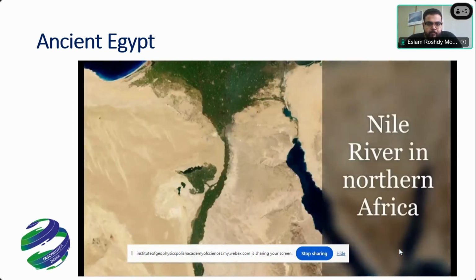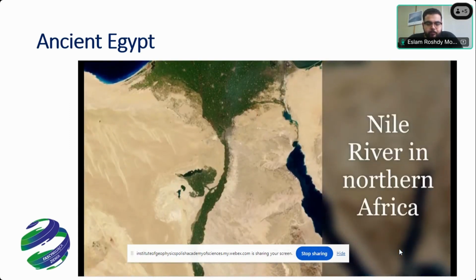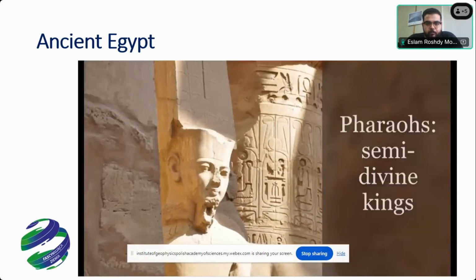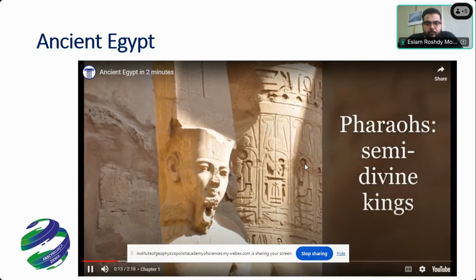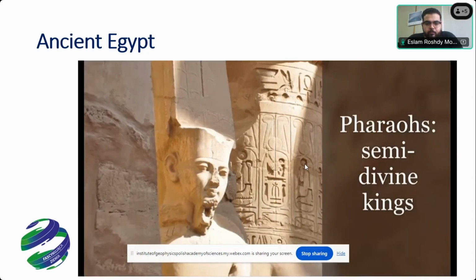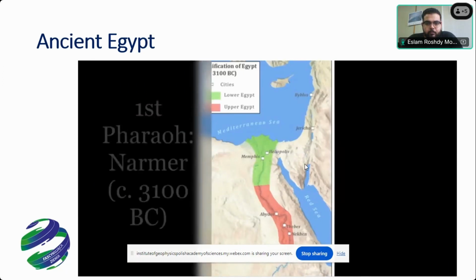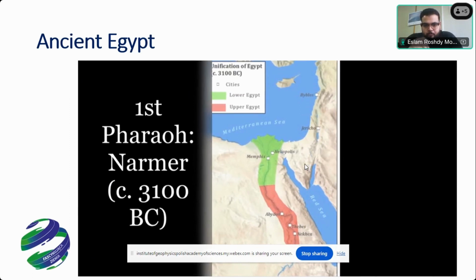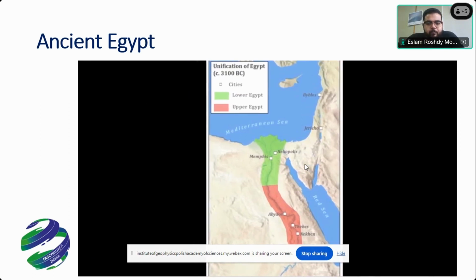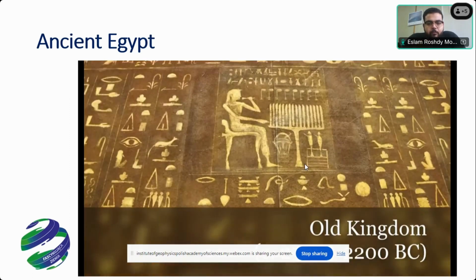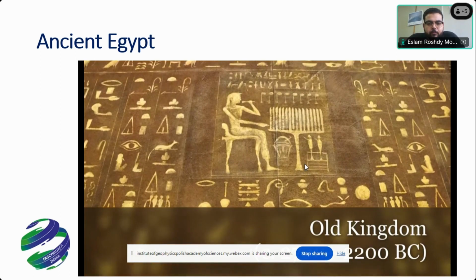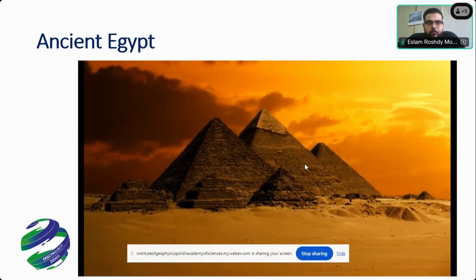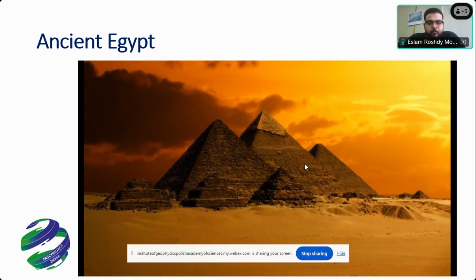The ancient Egyptian civilization existed along the Nile River in northern Africa for 3,000 years. During this time, kings, known as pharaohs, controlled the country and were considered to be half-gods. The first pharaohs appeared around 3100 BC and united the two halves of the kingdom, known as Upper and Lower Egypt. The first significant period of Egyptian history was known as the Old Kingdom, lasting from 2700 to 2200 BC, and the famous pyramids of Giza were built during this time.